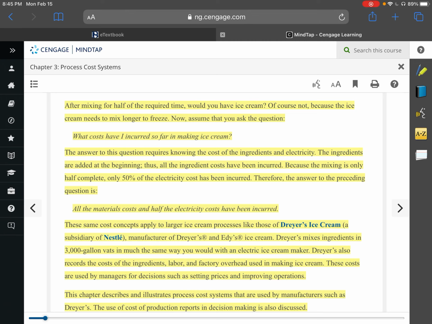This is assuming that we cut it off halfway through. Okay, so all those materials costs are already incurred. But because the mixing is only half complete, only 50% of the electricity would have been incurred. So if we cut it off halfway, what cost have we incurred? It would be all the materials cost, but only half of the electricity cost.